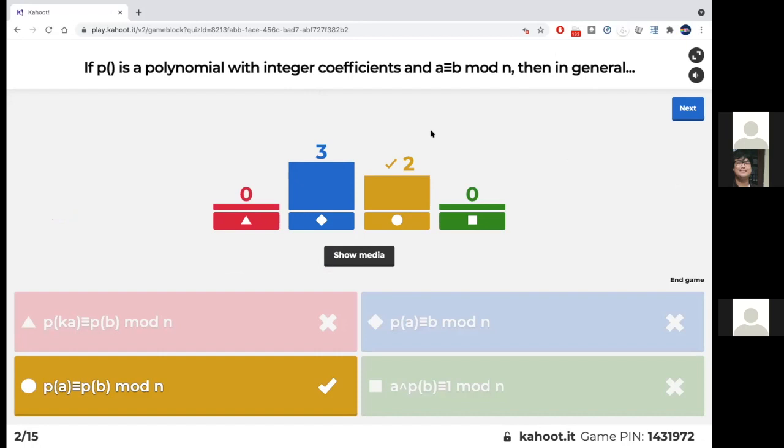Yeah, so the polynomial equivalence property comes from the fact that multiplication and addition behave nicely under modular equivalence. If you do the same thing to both sides by adding and multiplying or taking powers, then you'll end up with the same result, or the equation will have the same truth value. It will still be true. Does somebody want to explain where they got confused on that?